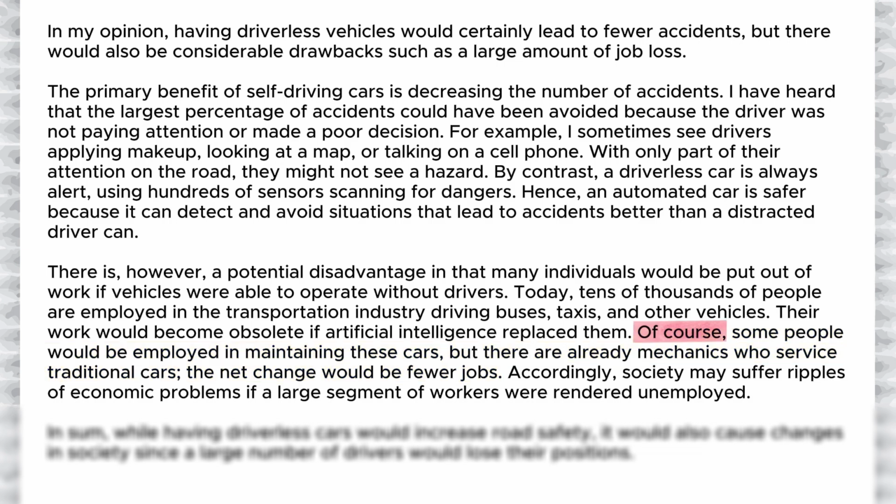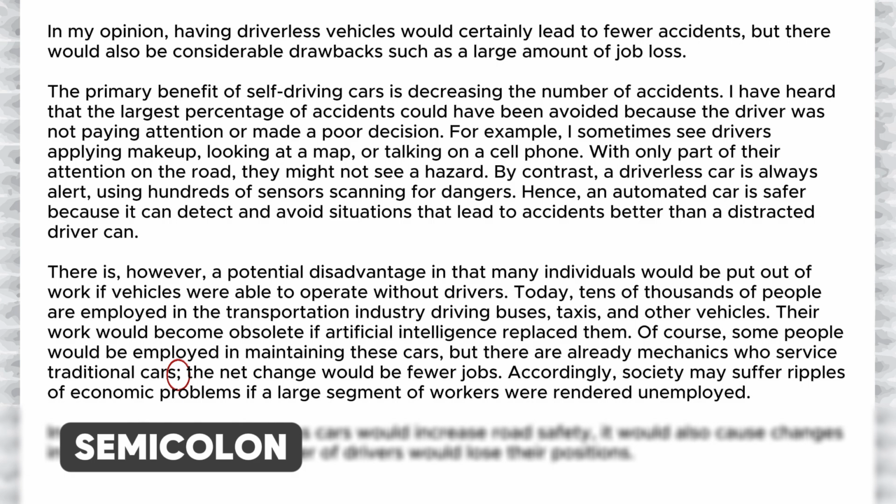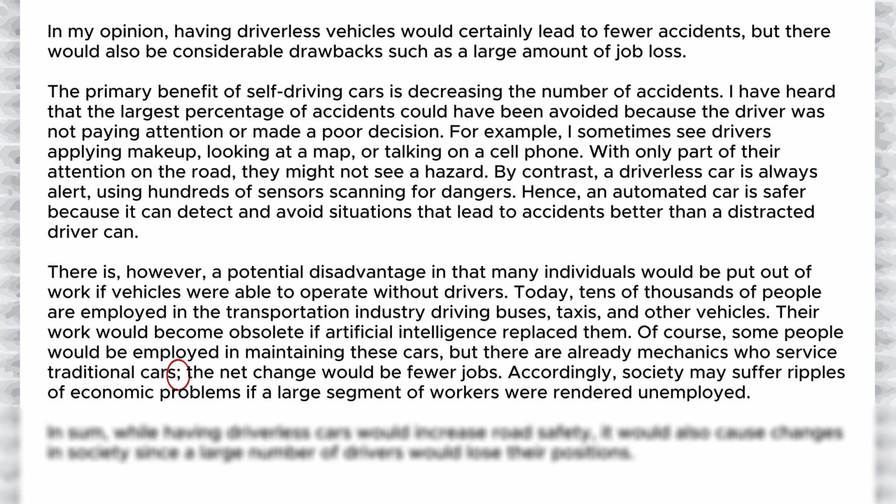I used of course to show that the next idea is one that the reader may be thinking at the time. I could break this into two sentences, but I don't want to get the paragraph off topic. I used a semicolon to join them. I'm proving that I can use punctuation correctly too. This sentence is really complex.